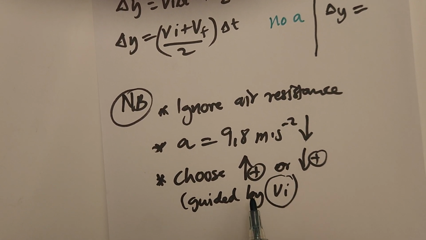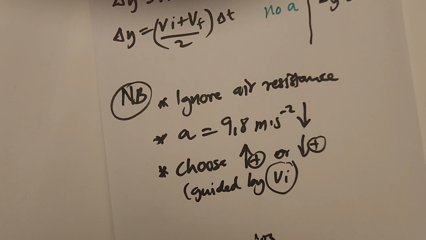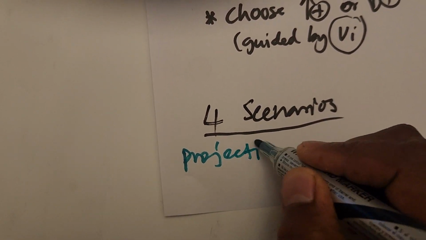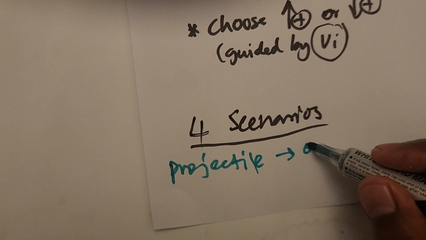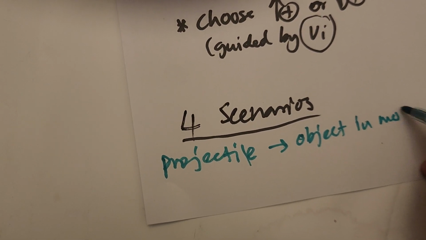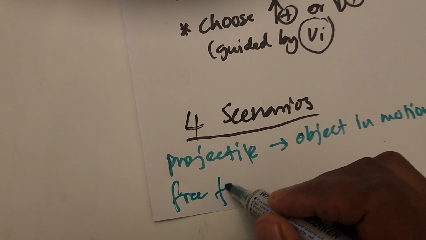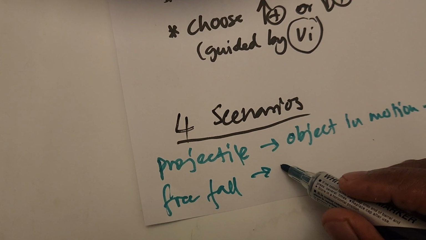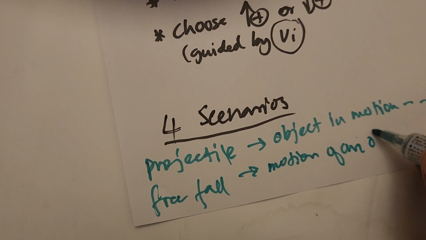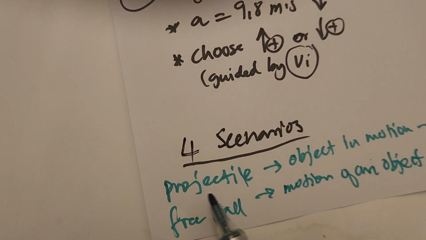The last one is that you always choose a direction. Remember, we are guided by the direction of VI. In terms of the motion, if you want to make it simpler for you, we say a projectile will be an object in motion. Whereas a free fall will be a motion of an object. That is how you make life easy for you. So free fall is a motion, a projectile is an object.